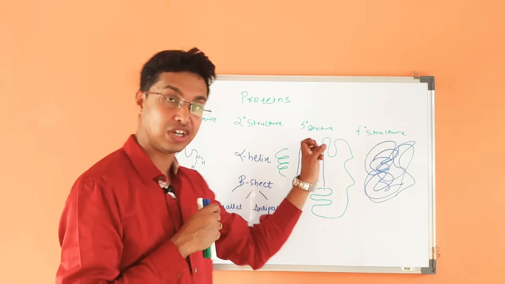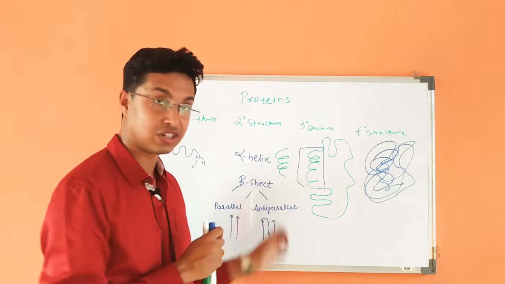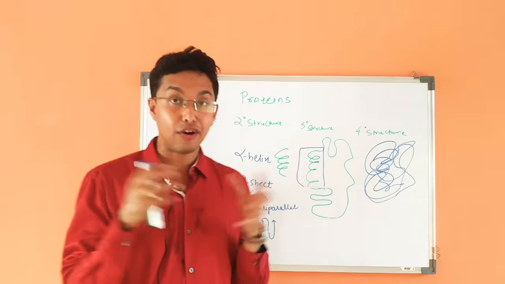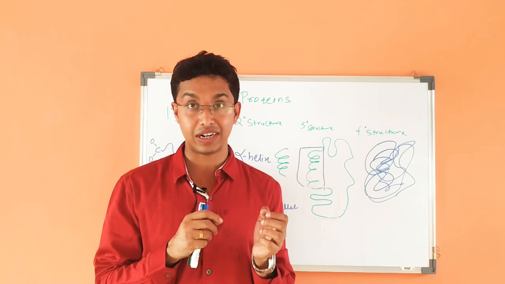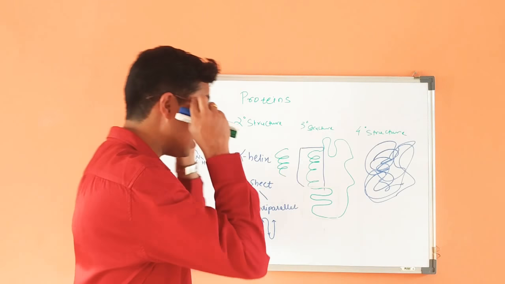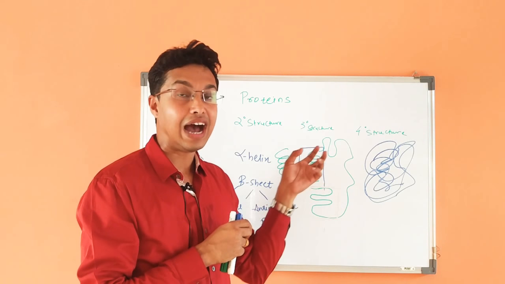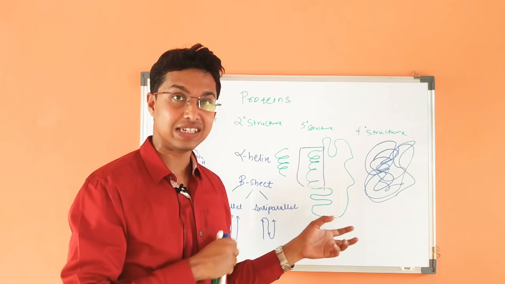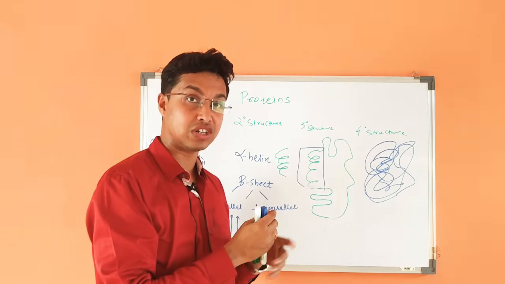Now we have tertiary structures. The difference between secondary and tertiary structure: secondary structures are held together by intra-hydrogen bonds. That is very important, intra-hydrogen bonds. Whereas tertiary structures are held together by van der Waals interactions, ionic interactions, salt bridges, and disulfide bridges. So that is what tertiary structures are made up of.